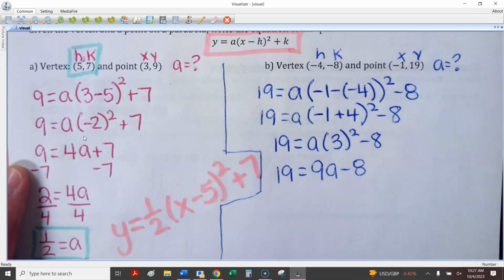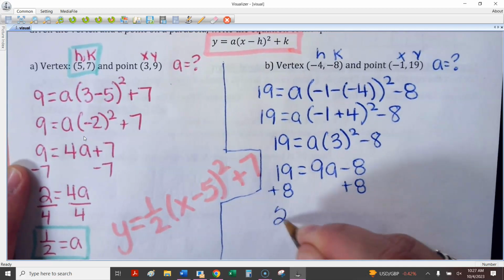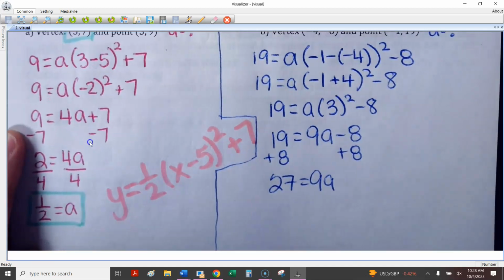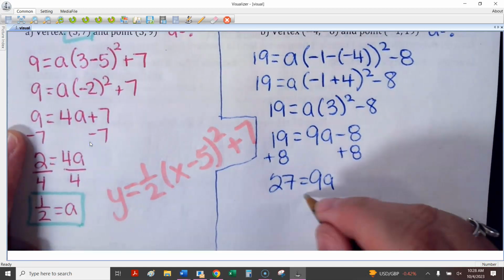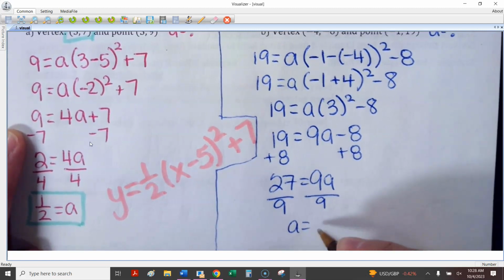And then we're just going to do 2 steps. I'm just going to add 8. So we get 27. And this is divisible by 9. Now to get a alone here, I am dividing by 9. So then the a value is going to end up being 3.